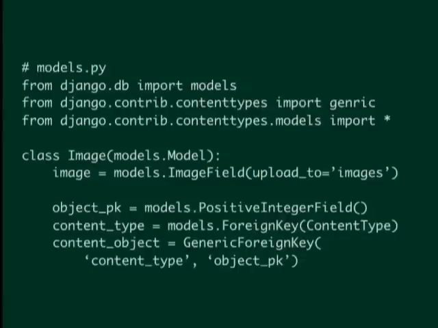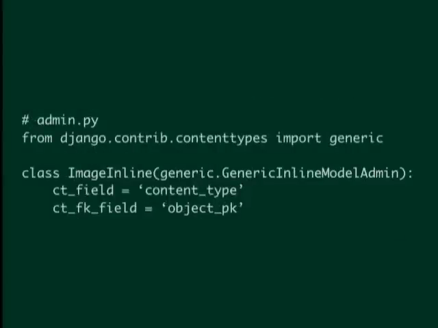So here's a quick example of a model you may have. A generic image model where we just have an image field, and then we have the standard setup for a generic foreign key. And then what we would want to do is, inside of an admin.py module, maybe in some sort of reusable application, you can define your image inline that would just subclass from, in this case, generic.GenericInlineModelAdmin. And the reason being is sometimes you may or may not want to enforce a particular style or presentation of a particular inline on whoever is using this inline on their own models.